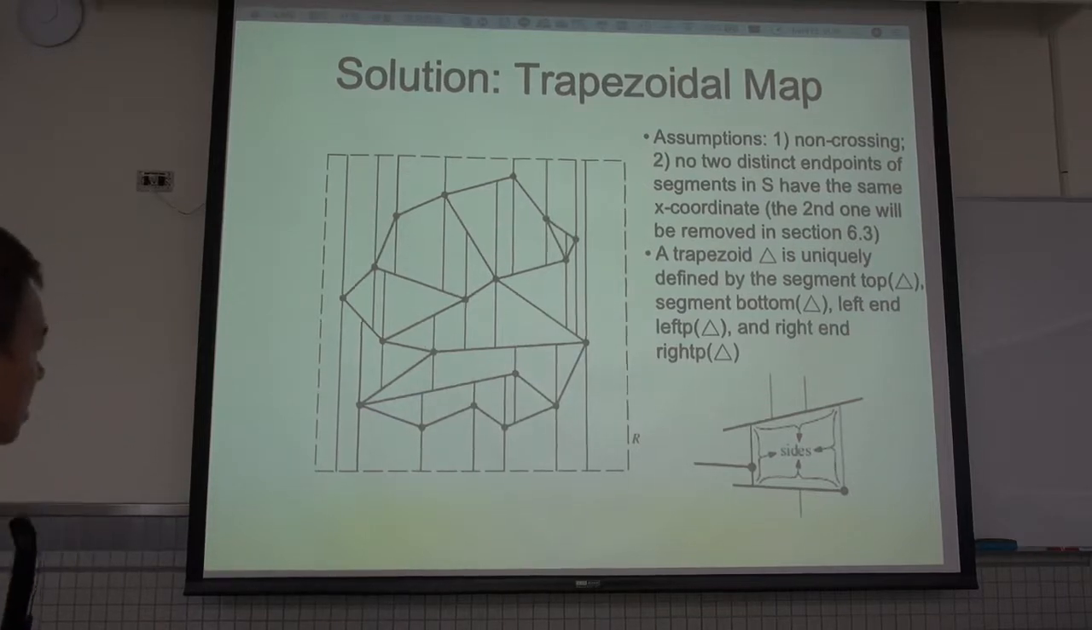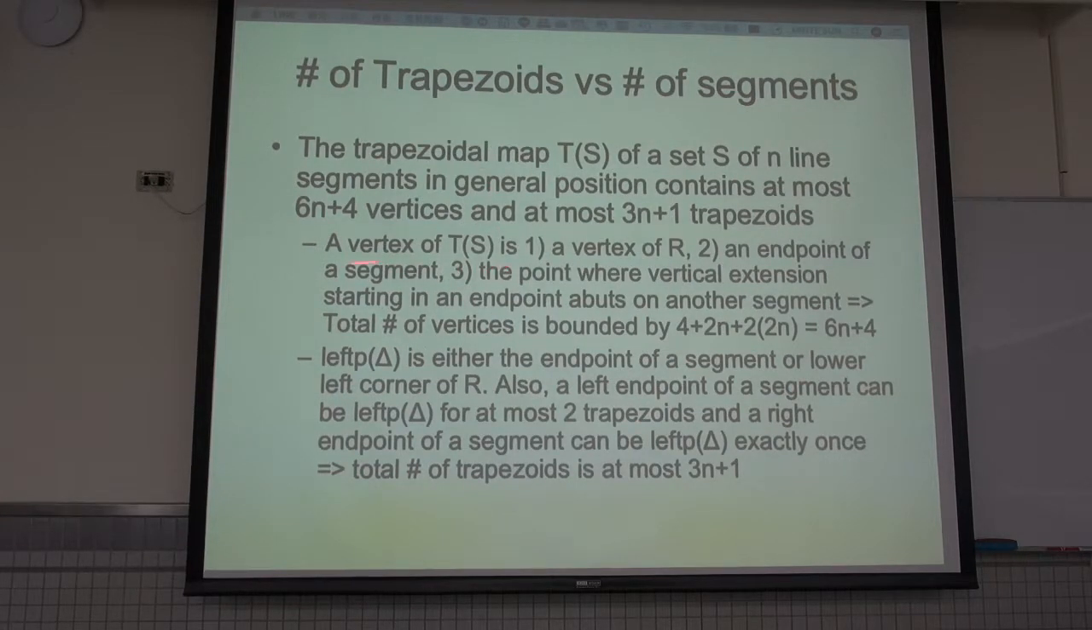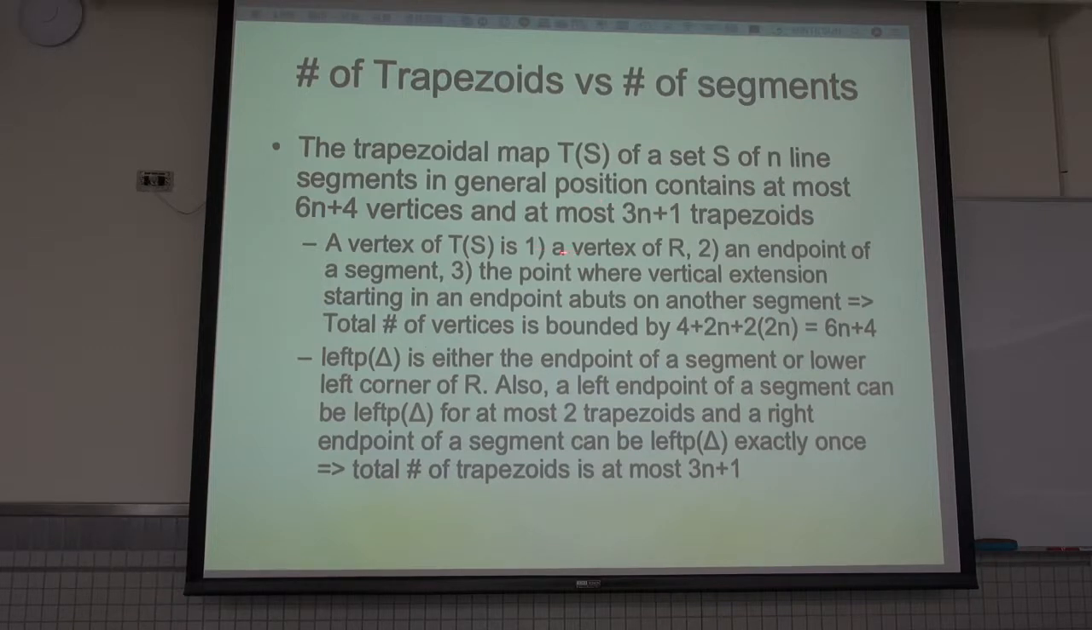The first type is a vertex of R that is a bounding box corner. There are 4 of them to be exact, the 4 corners of the bounding box. And then an endpoint of a line segment. Since we have n line segments, the total number of endpoints will be at most 2n.